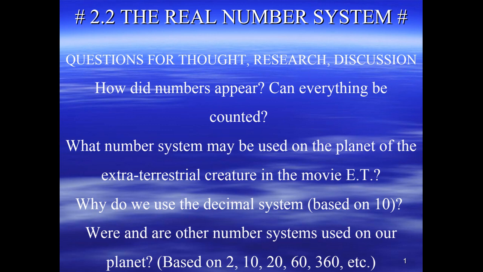So, in our book, Chiang, Fundamental Methods of Mathematical Economics, the art book by Chiang, it is chapter 2 and the sub-chapter 2. It's the real number system.